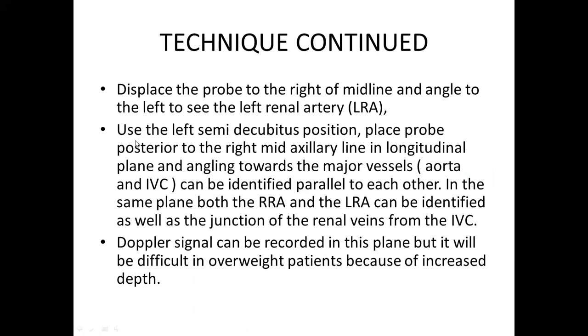I think I've talked about this. You can use the left semi-decubitus position. That is, your left side is below and the right side is slightly raised. And you place your probe posterior to the right mid-axillary line in longitudinal plane, angling towards the major vessels. So in this view, your probe is longitudinal and you can see both the aorta and IVC. At this level, you can also see both the right renal artery and the left renal artery originating from the aorta. You can also see the junction of the renal vessels as well.